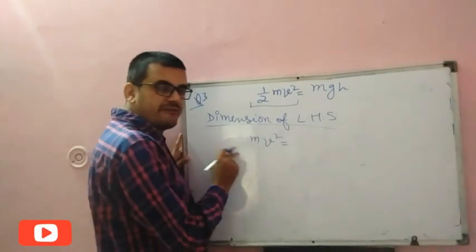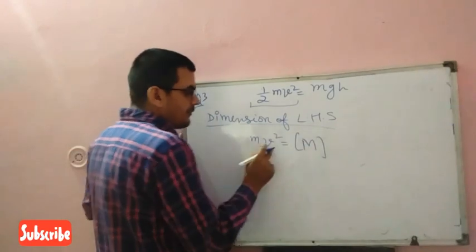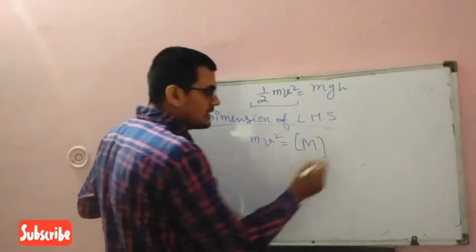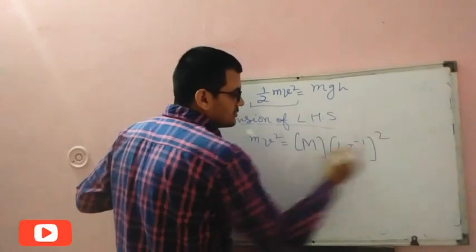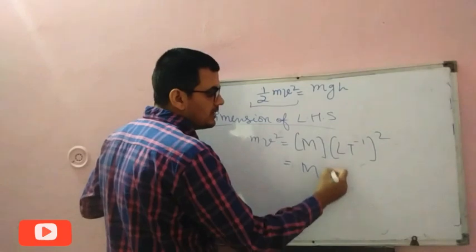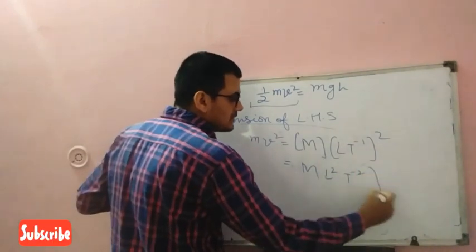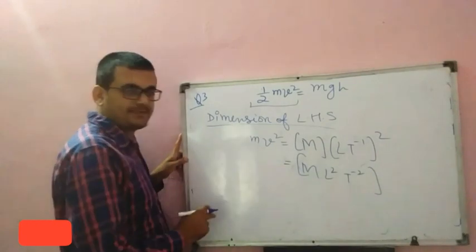So m stands for mass, the dimension of mass is capital M. V stands for velocity, the dimension of velocity is LT minus 1, and its square. So what will it be? M L square T power minus 2. This is the dimension of the left hand side.